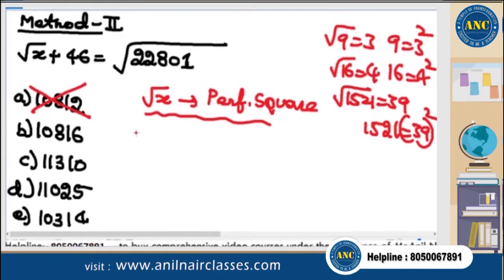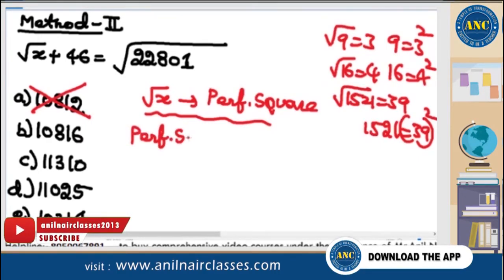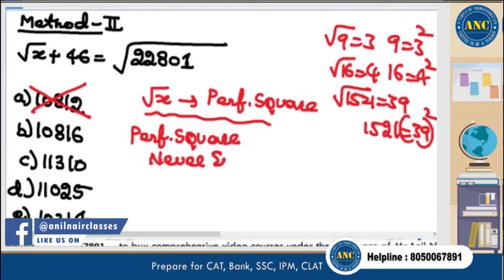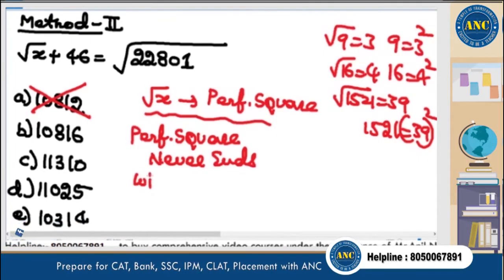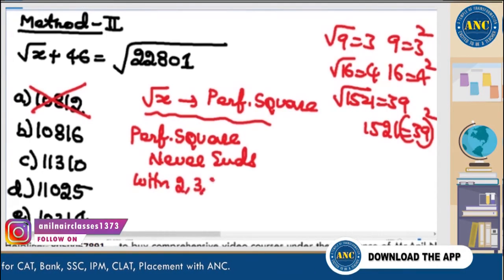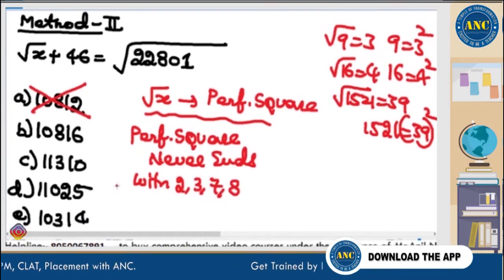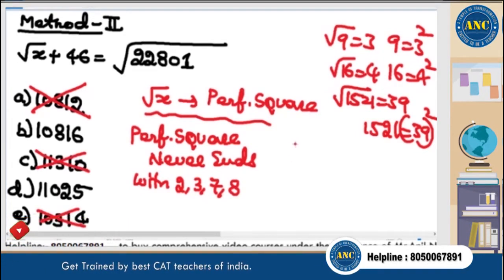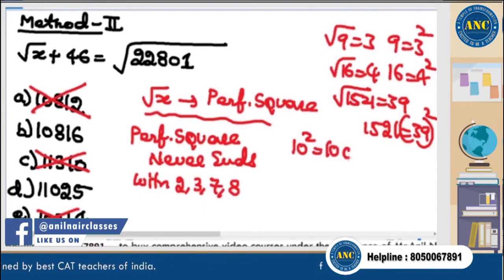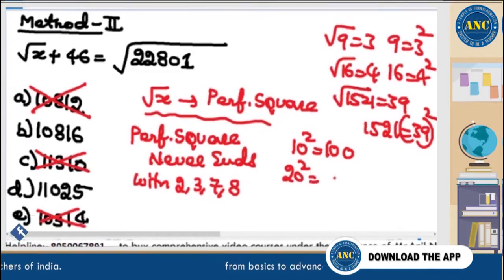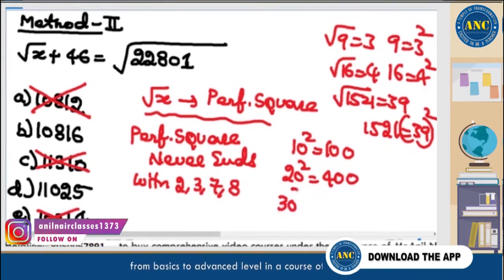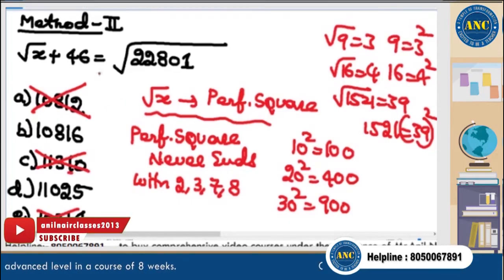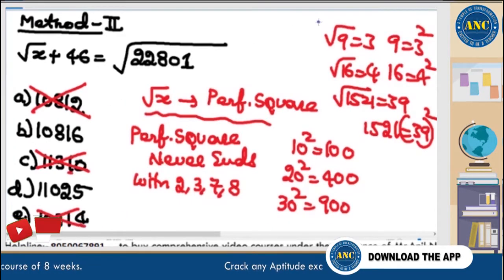First option is not possible. Why? Because a perfect square never ends with 2, 3, 7 or 8. Write down the concept as it is. So this is out. This is also out. Why? Because for any perfect square ending with 0, the tens place should also be 0. 10 square is 100, 20 square is 400, 30 square is 900, 40 square is 1600. Any perfect square ending with 0 has only 0 in the tens place.